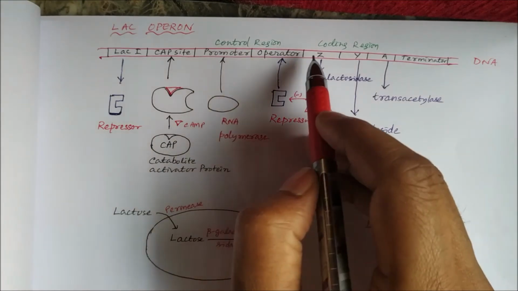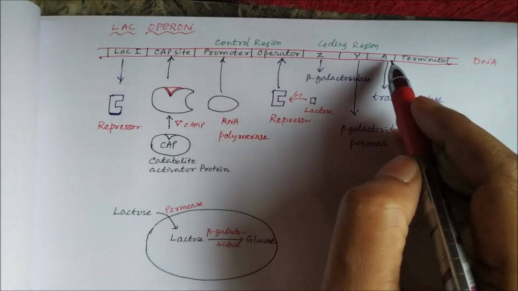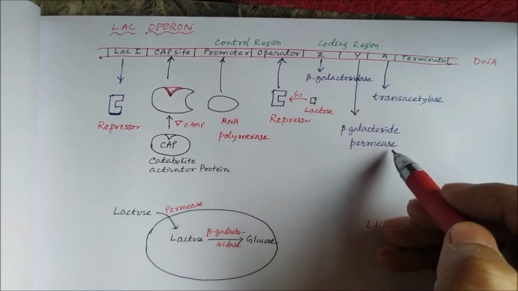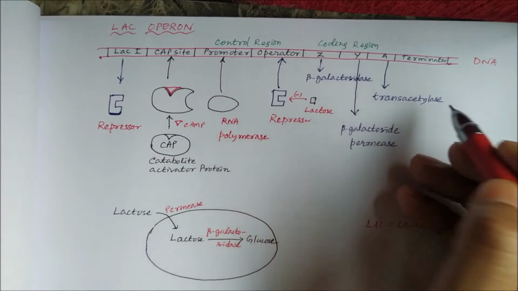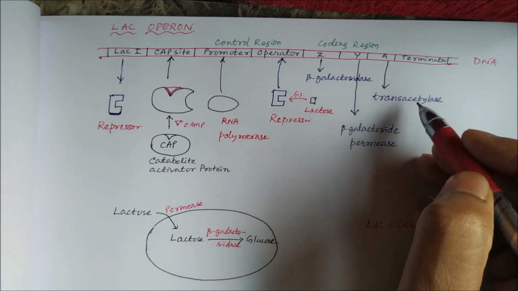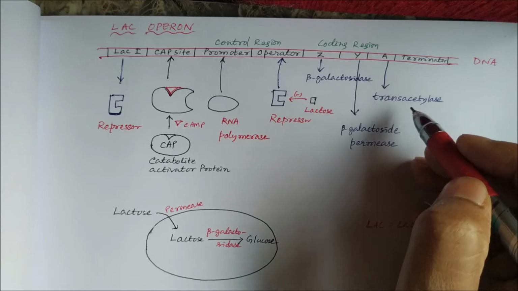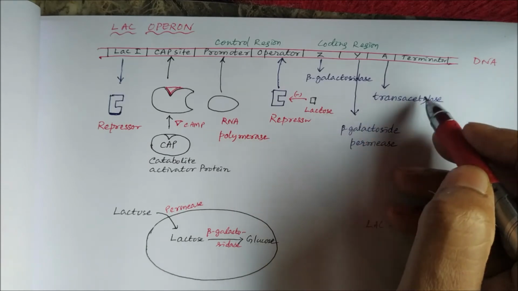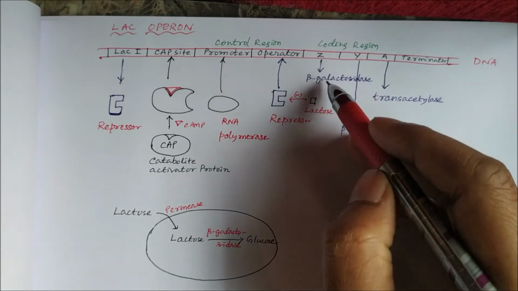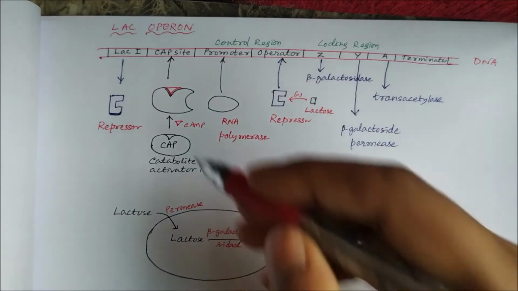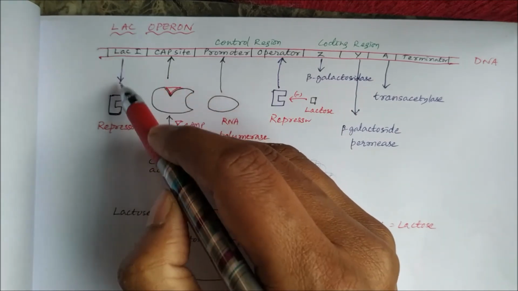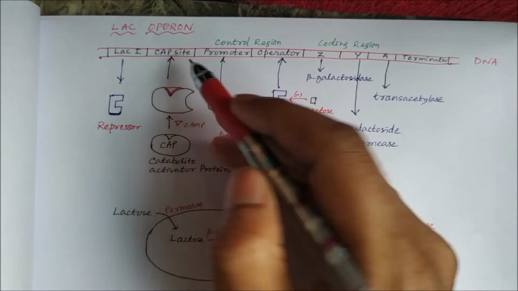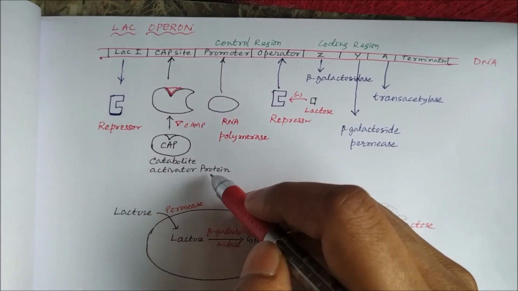When this operon is on, there will be gene transcription, and from these three structural genes these three enzymes will be produced simultaneously. The transacetylase is required because the bacteria get rid of toxic thiogalactoside through its action. So mainly for lactose we need two enzymes, beta galactosidase and beta galactoside permease. Lac I is the regulatory gene which produces the repressor protein, and there is one catabolite activator protein site to which the catabolite activator protein binds.